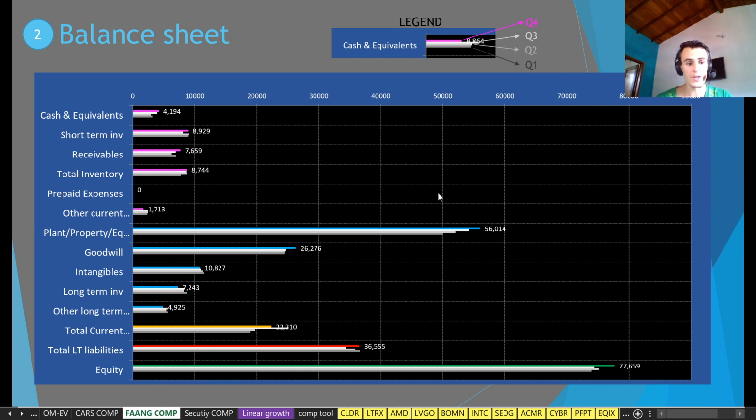They just increased their plant, property and equipment by 6 billion. Their liquidity, cash and equivalent, receivables and inventory has not been changing so much. In total, the current assets are worth $31 billion, which compared to the current liabilities of 22 billion is almost 10 billion more. So the working capital is $10 billion.